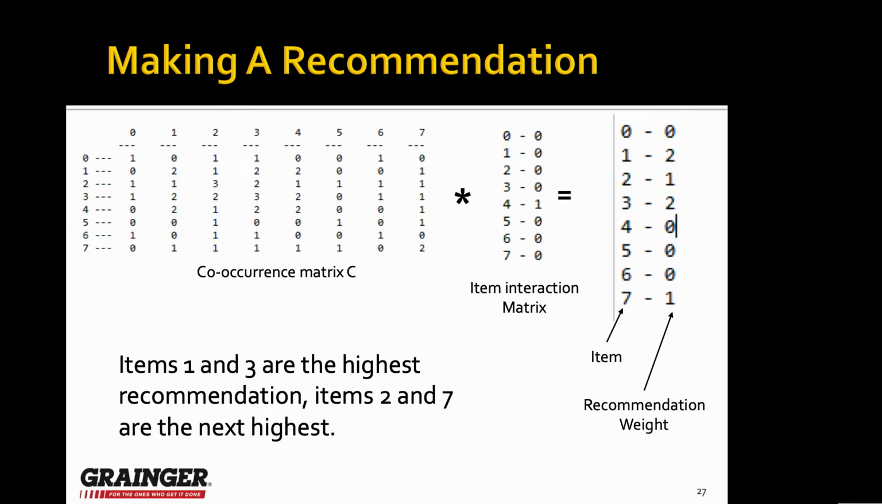Notice item 4 came across as a 0. There's no reason to recommend something we're already interacting with. That's simply done by zeroing out the diagonal. Again, a lot of things you can play with. But again, we got basically the same recommendations. And the reason is that, again, we're dealing primarily with counting here.